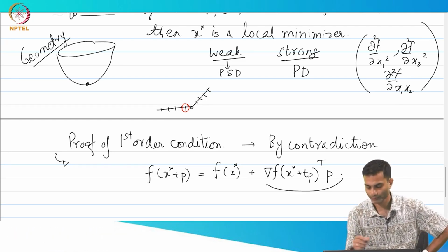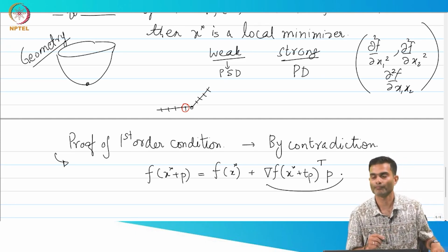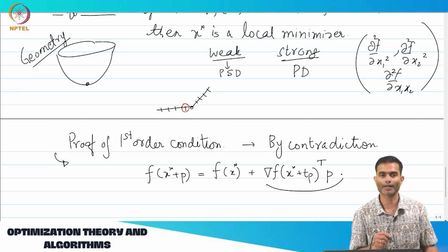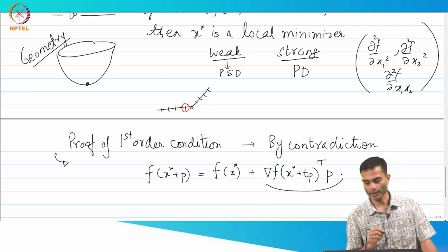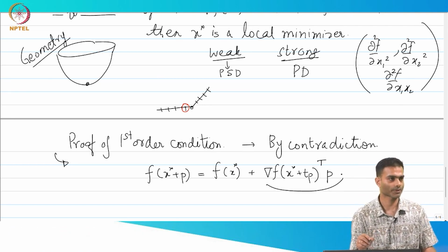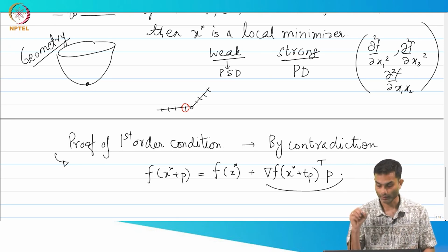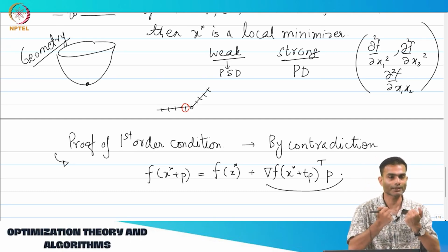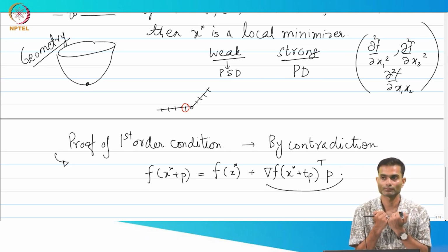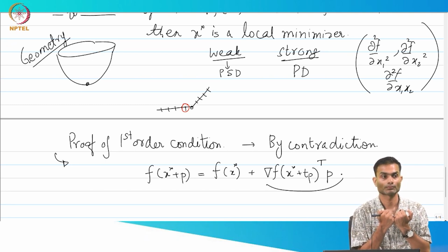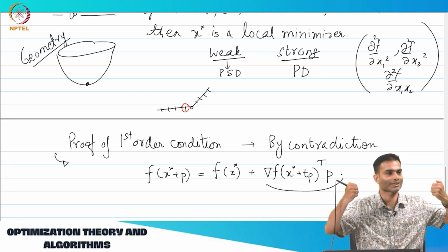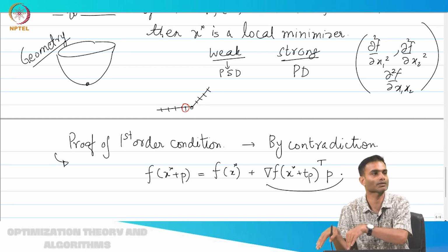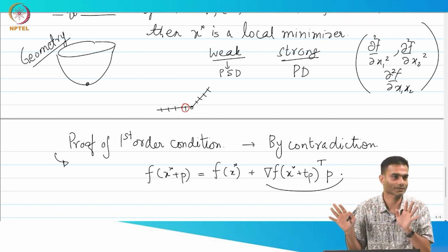What does this remind you of? We did this in the previous class. This looks like a directional derivative, like the rate of change of the function in the direction p. That is the meaning of this term. Now if x star is going to be a minima, then the rate of change of the function in any direction away from this point should be positive. The function should always increase as I go away from this point. There should be no direction in which the rate of change is negative. That means there exists a lower point if I were to find such a direction.